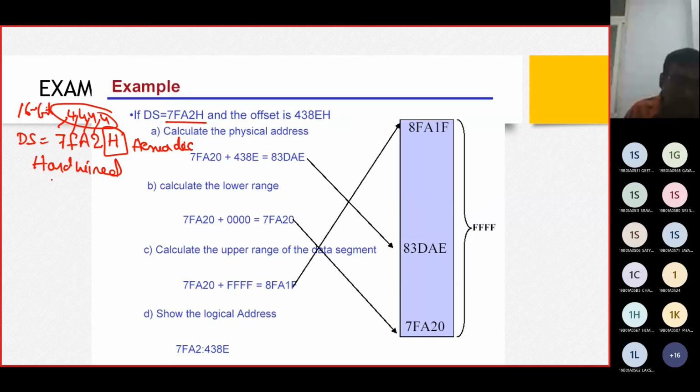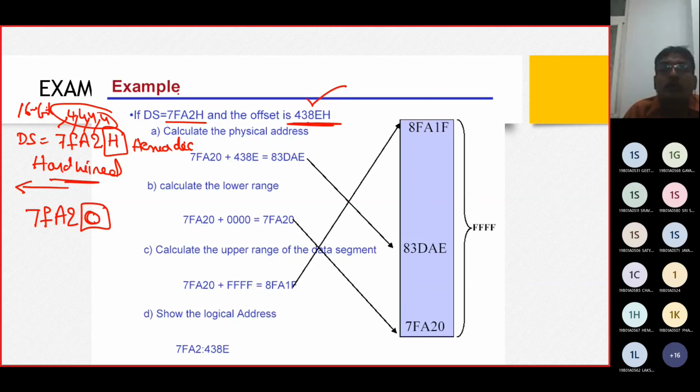Now I need to give the hardwired zero. So when I give it, the least significant bits will be added with 0, which will be shifted towards the left hand side. So 7FA20 will come. Then what is the segment offset address? We are going to have 438EH. So this will be added as it is, 438E.